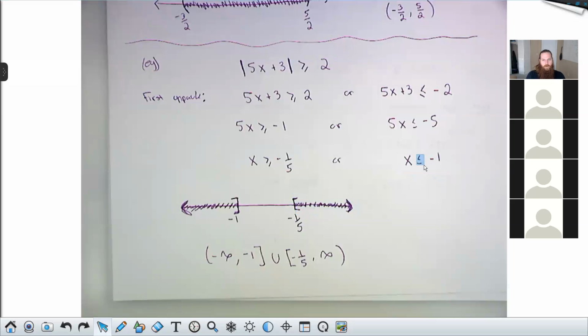And similarly over here, x is less than or equal to -1. Again, this eats the bigger guy. So this is saying -1 is the bigger guy, which means x has to be less than -1. So I'm interested in things that are to the left of -1. So the bracket faces the set.